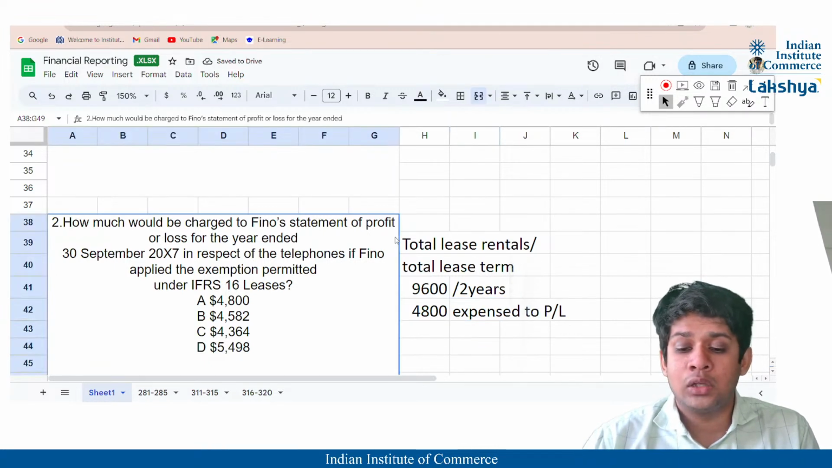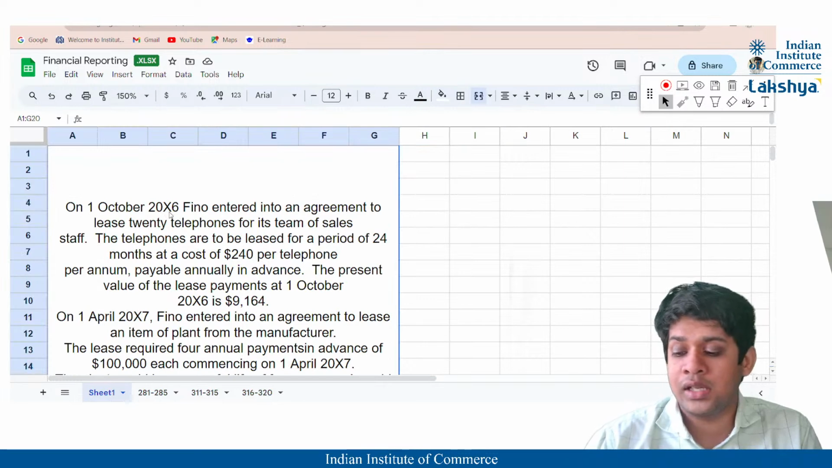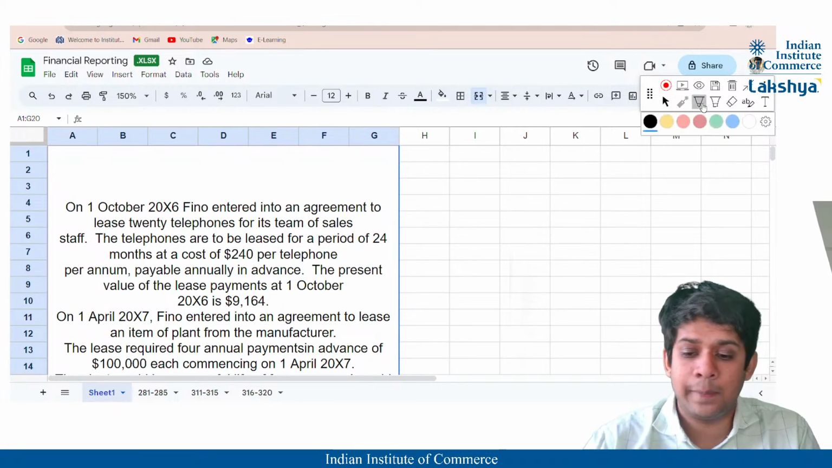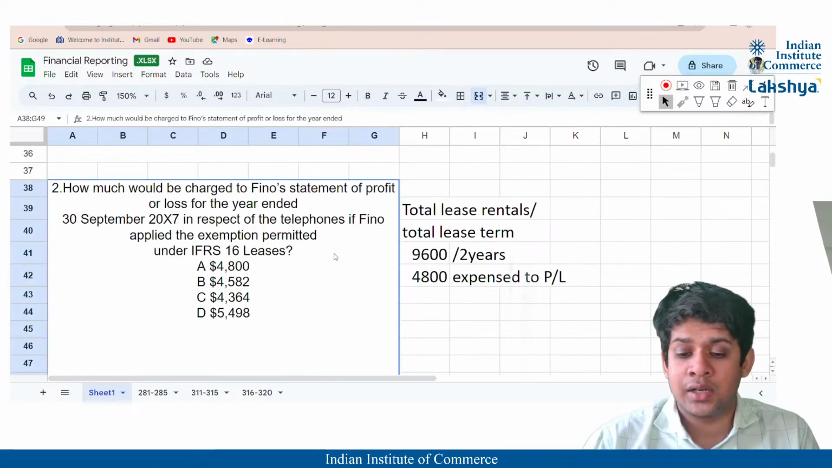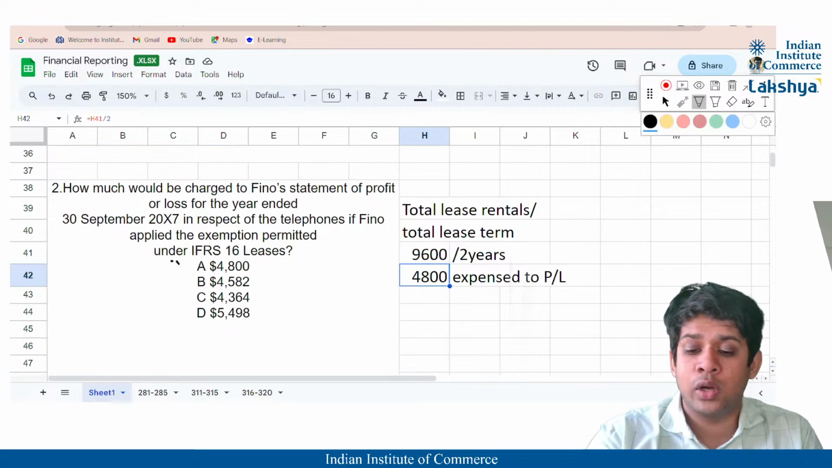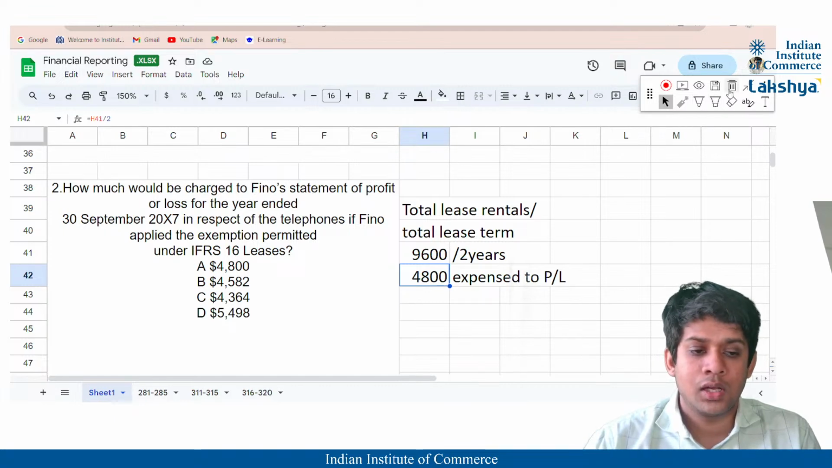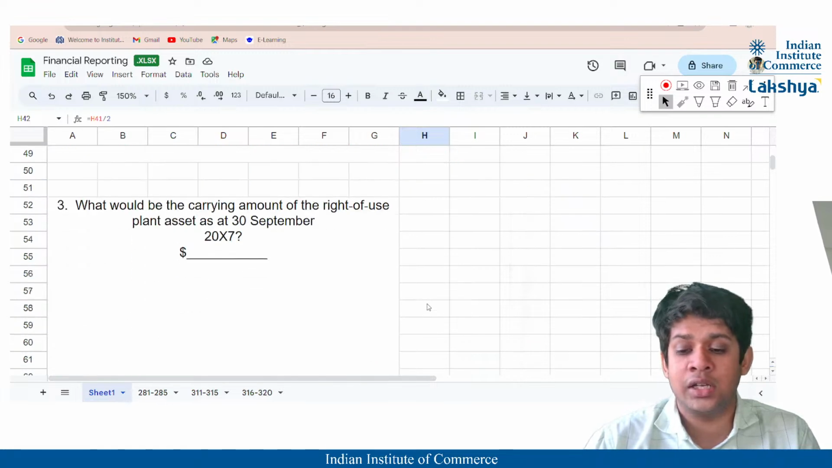Okay. Now this is not a mid-year lease agreement. The lease agreement was on 1st October 2016. You can see here 1st October 2016. Right. And they are asking us for the year end, what will it be? That is 30th September 2017. That means the whole 4,800 will be treated as an expense. So your answer is going to be A. Okay. If in case it was a mid-year lease agreement, we would have expensed only for the period from the month the lease has been taken till the year end.